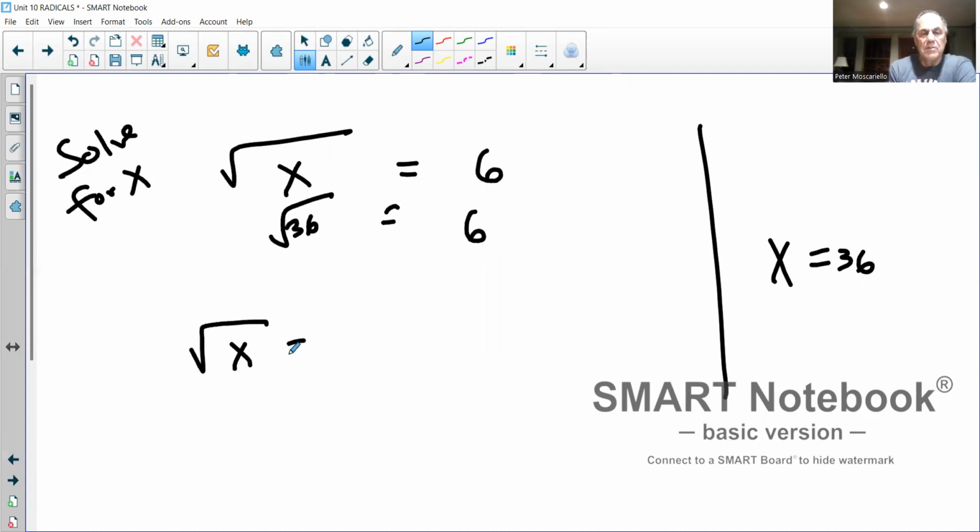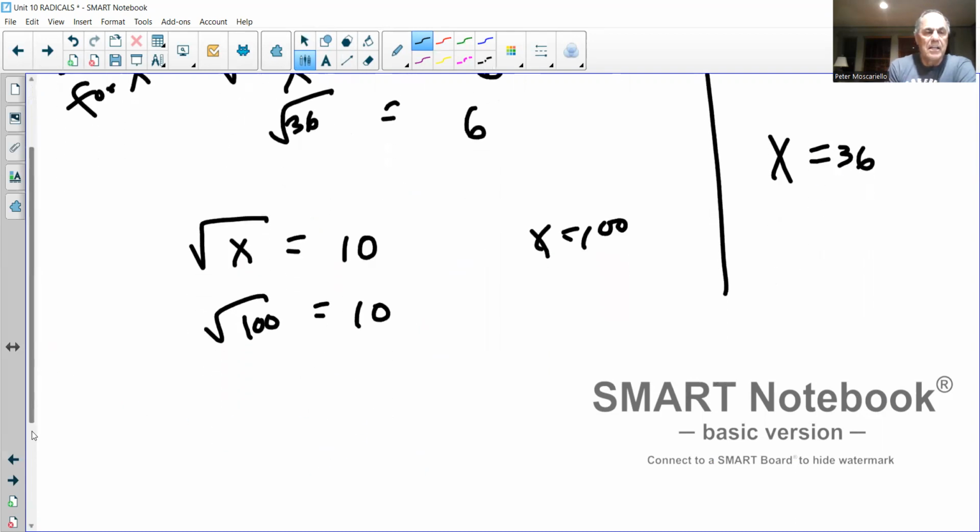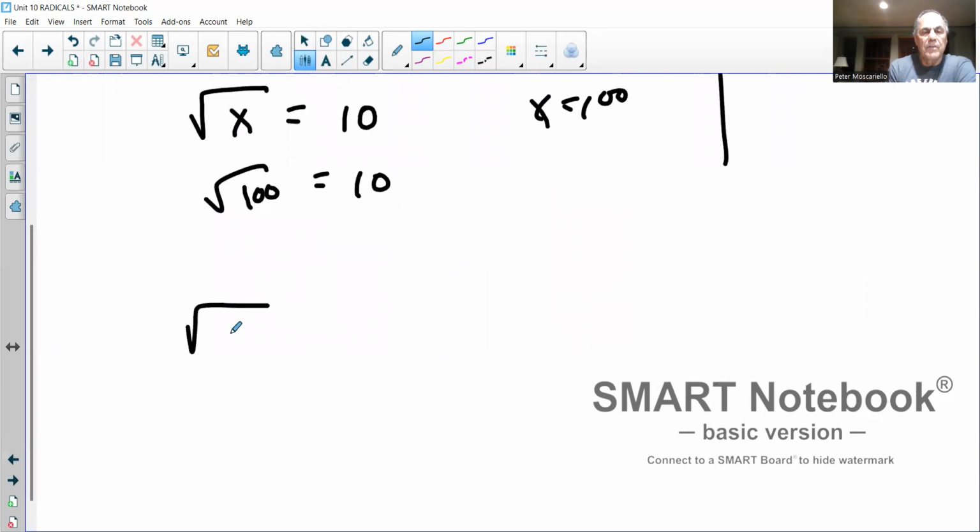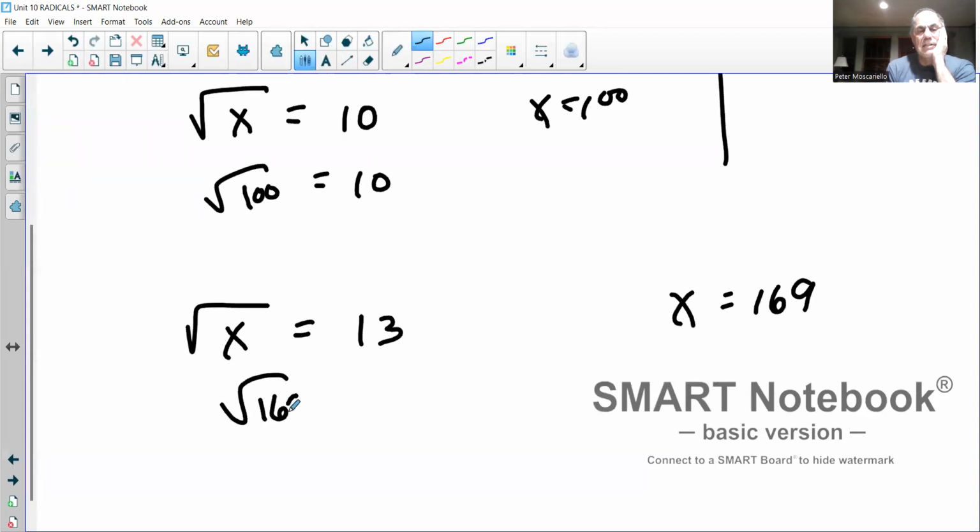So square root of x equals 10. Raise your hand if you got it. Hey, very good. You said x equals 100, because the square root of 100 is 10. How about square root of x equals 13? Well, I don't know. That's a tough one. But you know what? It's 169 because the square root of 169 is 13. So how did you get that? Here's the technique you're going to do for this one, and as they get more difficult.